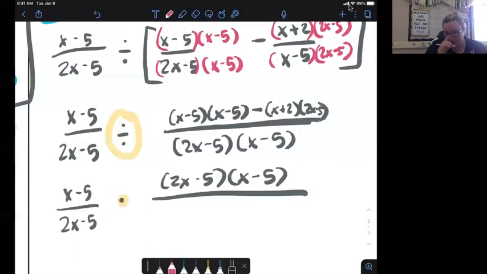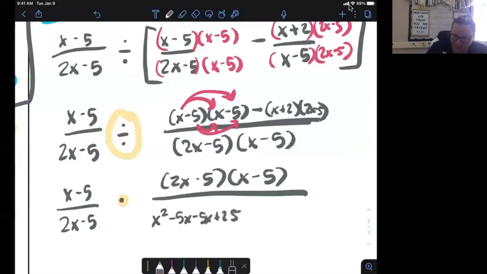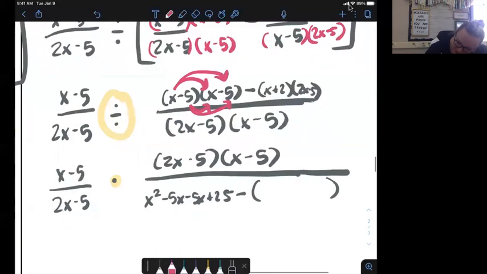Then I need to simplify this numerator though. I'm going to multiply x times x minus 5 and negative 5 times x minus 5. I get x squared minus 5x minus 5x plus 25. Then I'm going to have a negative, and I'm going to multiply x plus 2 times 2x minus 5. I'm going to get 2x squared minus 5x plus 4x minus 10.